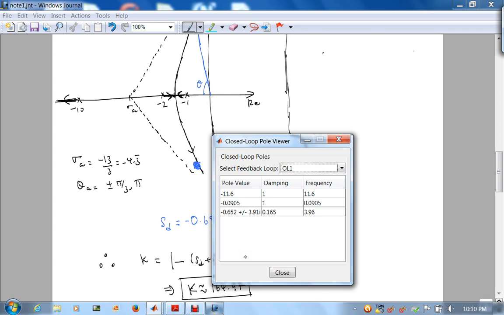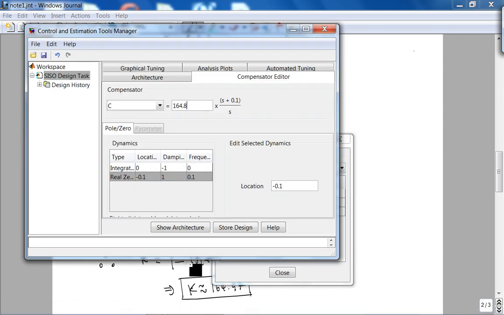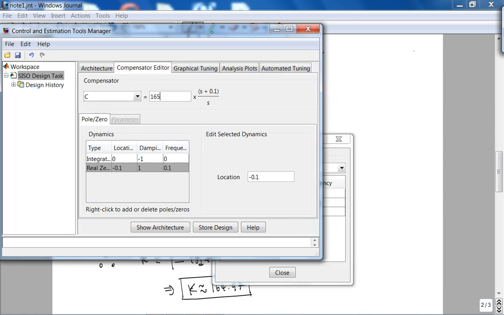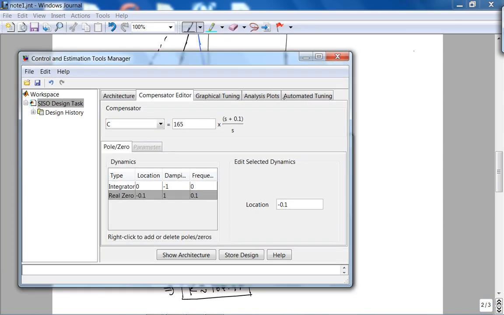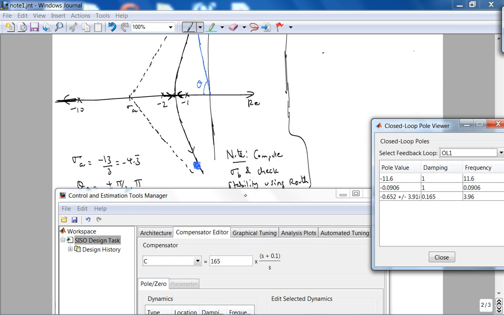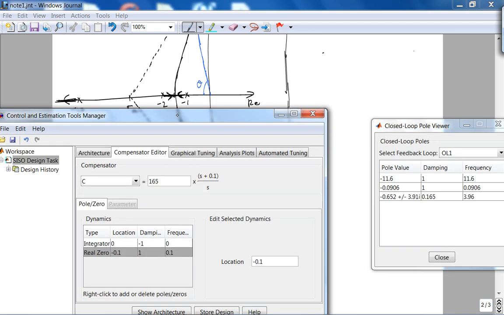let's increase the gain. I want a damping ratio of 0.174. Let's increase this a little bit and see how the gain changes. So going up a little bit. Let's try 168. No, it's going down. Let's try 162. Now let's see, 158. Yeah, 0.174.